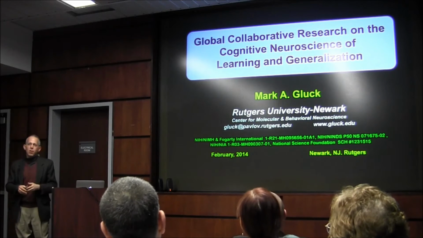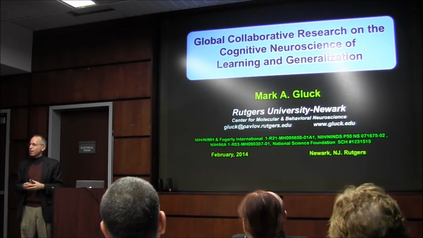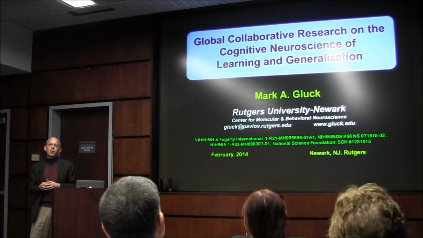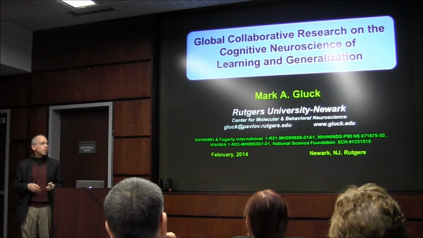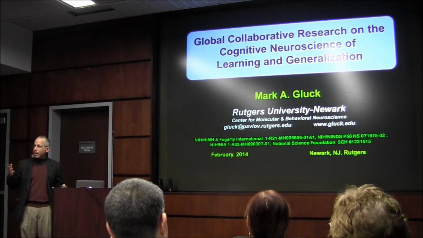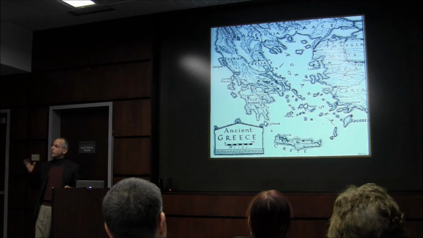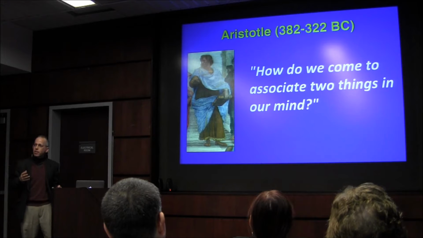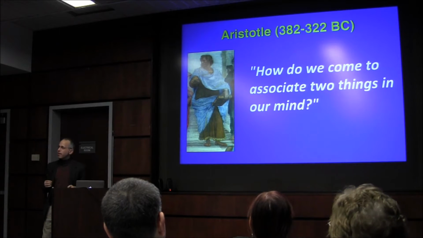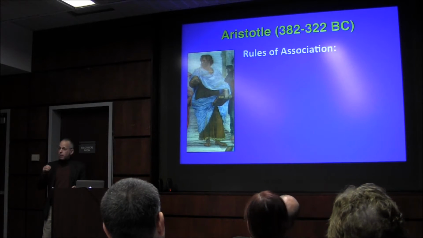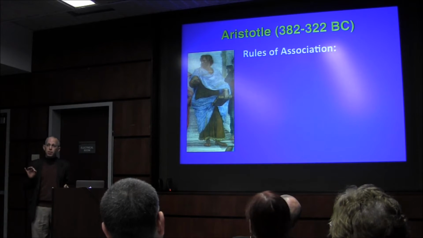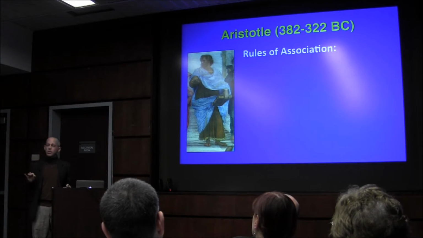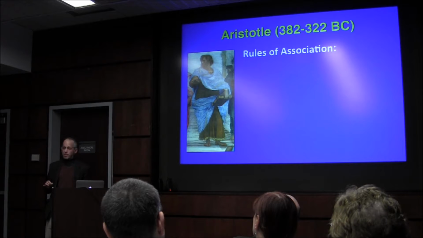Thank you very much. So I want to take you today for the next half hour on a global tour with me of some of the research we're doing on the cognitive neuroscience of learning and generalization. And this half-hour tour begins 2,000 years ago in ancient Greece, where Aristotle asked the question, how do we come to associate two things in our mind? And Aristotle came up with 3 rules of association, which are critical even to this day for understanding research in both psychology and neuroscience of learning.